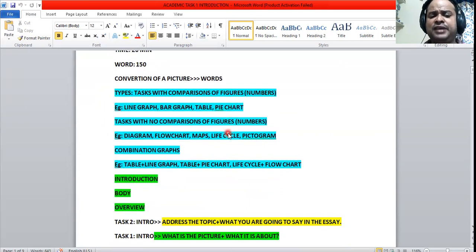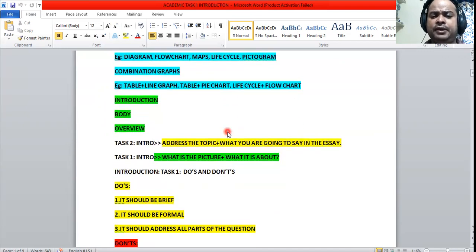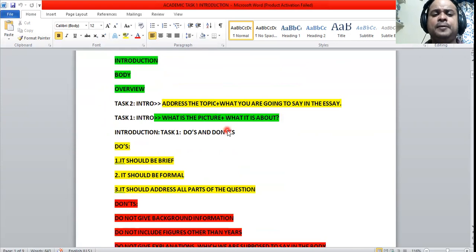Now I have to say what the components of Task 1 are. We do have to have an introduction, one, two, or three body paragraphs, and an overview in our Academic Task 1. There is a difference between the introduction of a Task 1 and a Task 2.